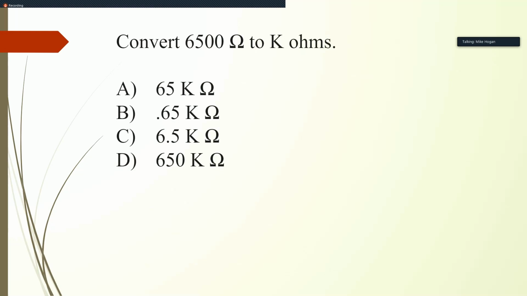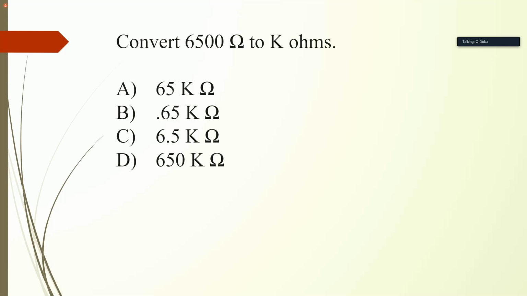How do we convert 6,500 ohms to kilo ohms? That's C. That's 6.5 kilo. Okay. How did we know how many places to move? How did we get 6.5?